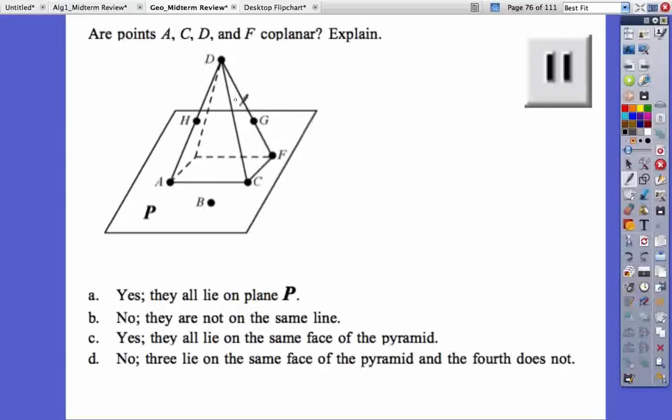Are A, C, D, and F coplanar? Do they lie on the same plane? No. DAC does. DAHC. These are all on the front side of the pyramid. But the answer is no.